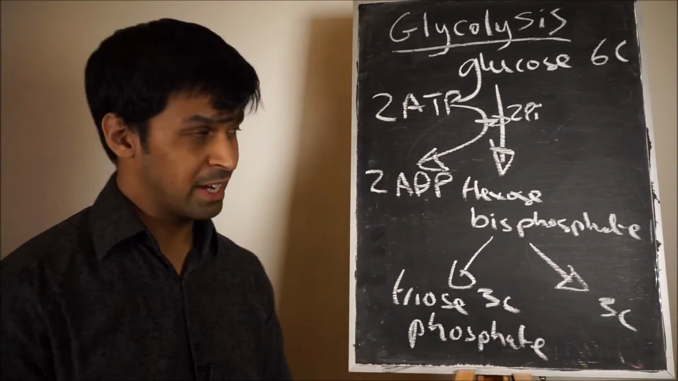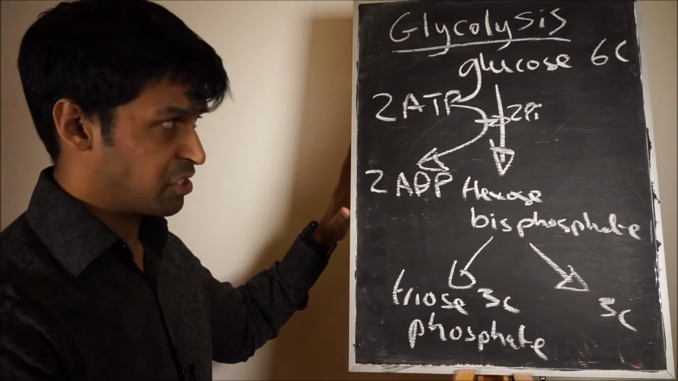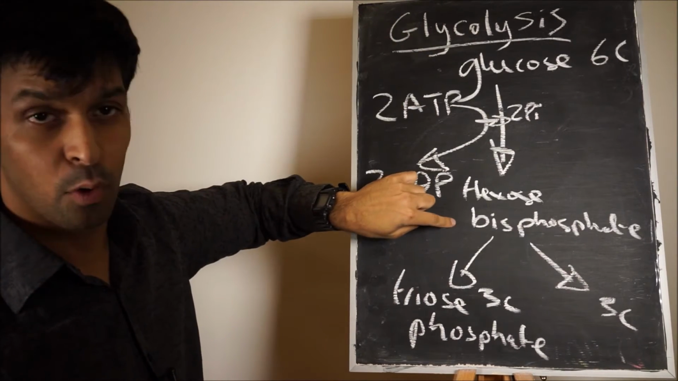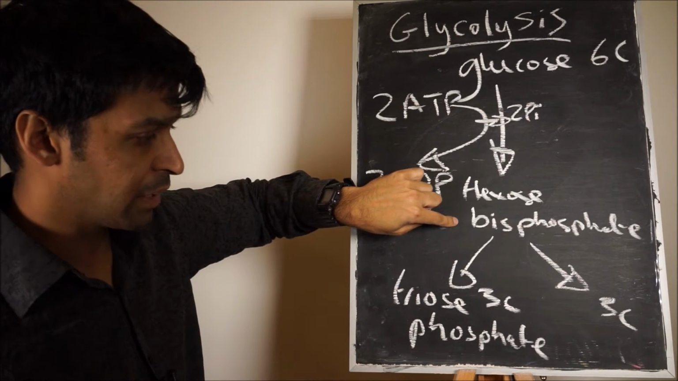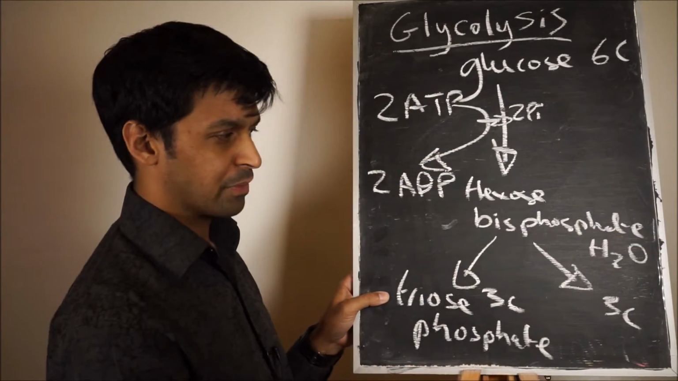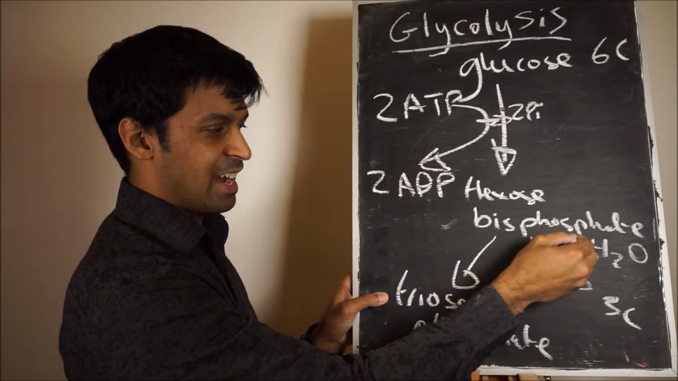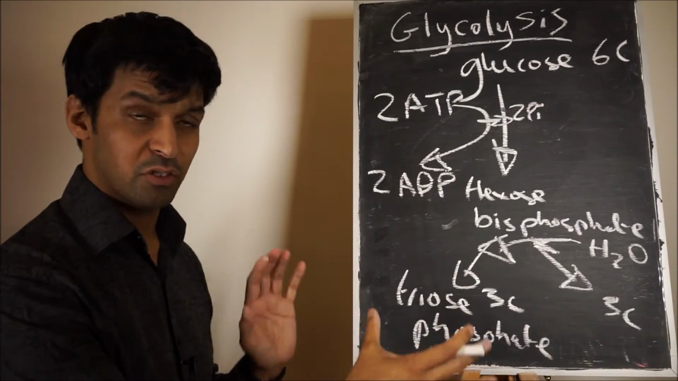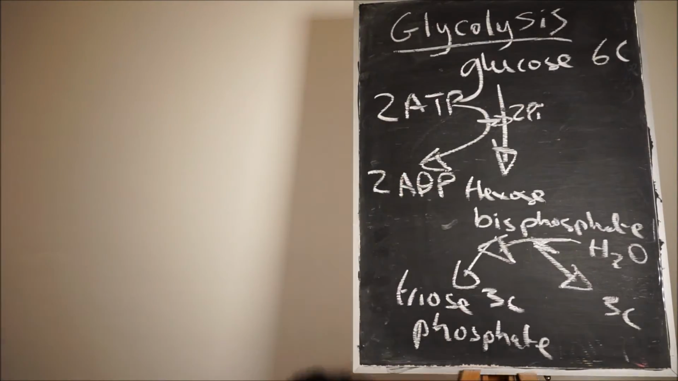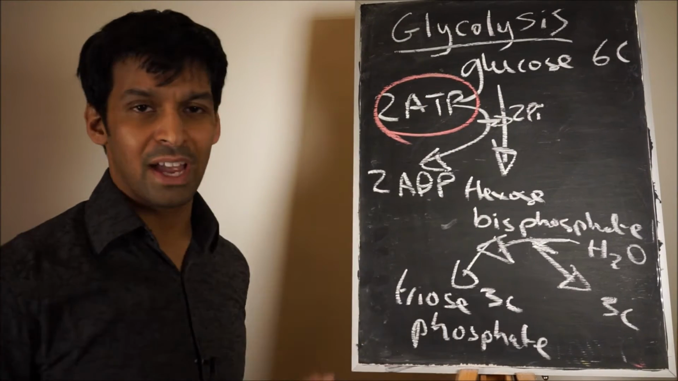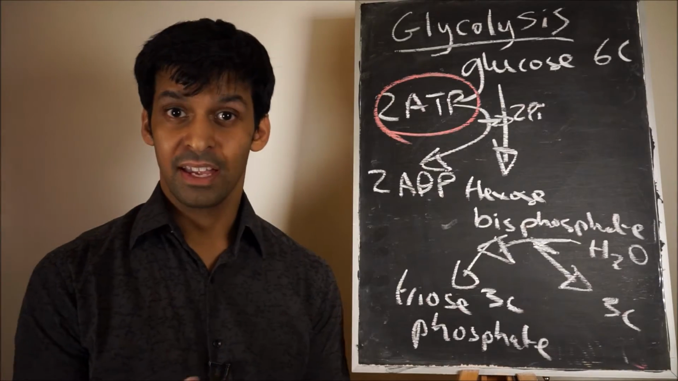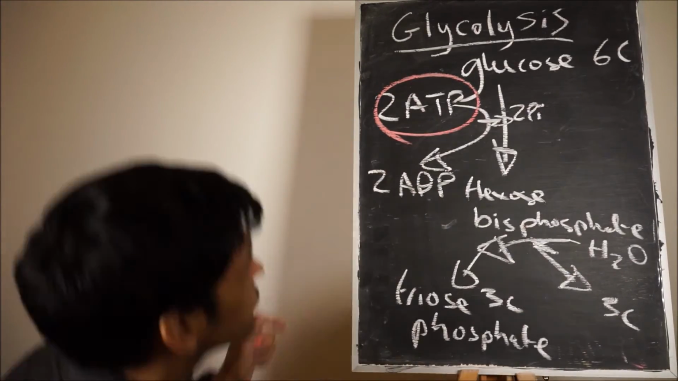Okay, so just to recap, this bit is called phosphorylation because you're adding phosphate to the glucose to form hexose bisphosphate, which then gets hydrolyzed, so you're adding water to this bit, and it's being added to that to form the triose phosphate. Very important to note that it uses up 2 ATP at this stage. The next step is oxidation. So let's have a look at that.